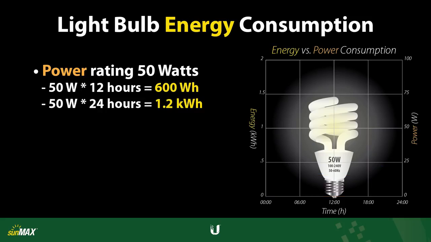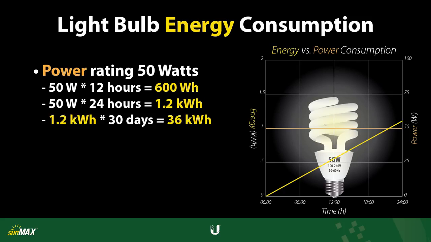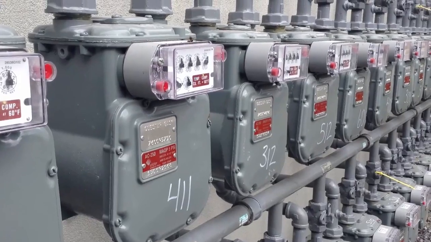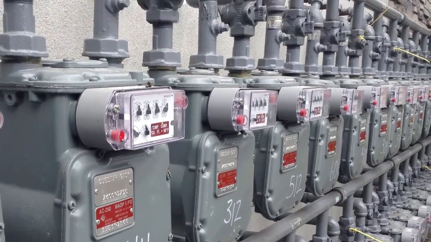When left on for 24 hours, the 50-watt light bulb consumes 1.2 kilowatt-hours. When left on for 30 days, the 50-watt light bulb consumes 36 kilowatt-hours. Based on an average cost of 15 cents per kilowatt-hour, a 50-watt light bulb draws $5.40 in electrical bills for a month. To track energy consumption, power companies commonly use some form of electrical metering. Net meters track both energy consumption as well as energy production.